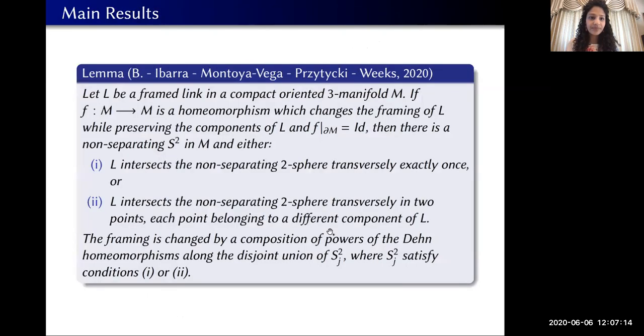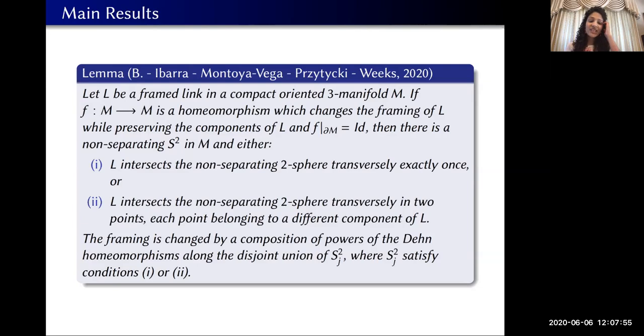Okay, so let's prove this theorem. So first, we're going to prove the following lemma, which says that if L is a framed link in a compact oriented three-manifold M, and F is a self-homeomorphism of M, which changes the framing of L while preserving the components of L, and F restricted to the boundary of M is the identity, then there is a non-separating two-sphere in M, and either the framed link intersects the non-separating two-sphere once, or it intersects the non-separating two-sphere transversely in 2 points, each point belonging to a different component.